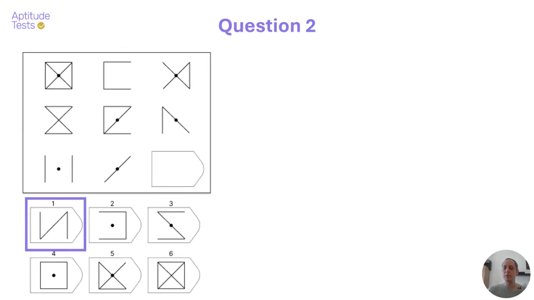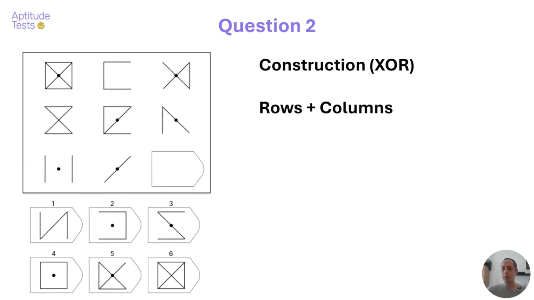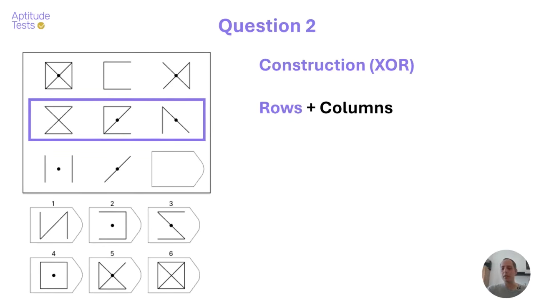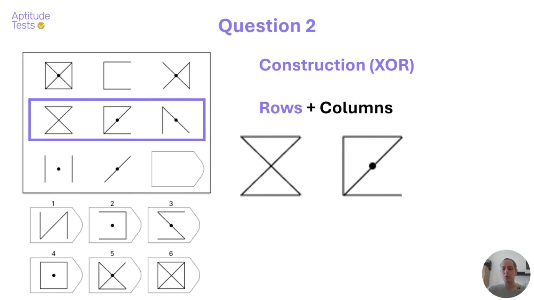Okay, so the correct answer in this case is number 1. And this is also a case of a construction pattern across both the rows and the columns, but this time it is more complex than the previous one we've seen. It's called a XOR, which basically means that we're going to take the elements that these 2 first shapes do not share.